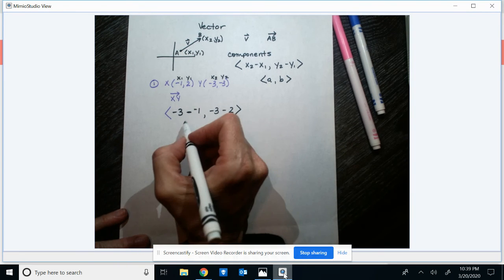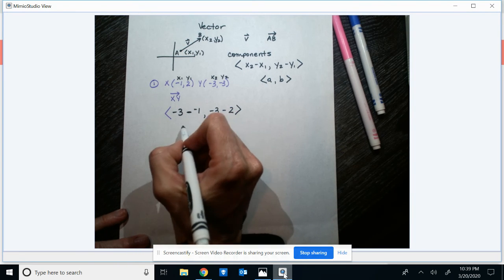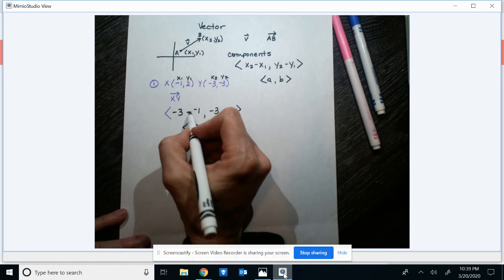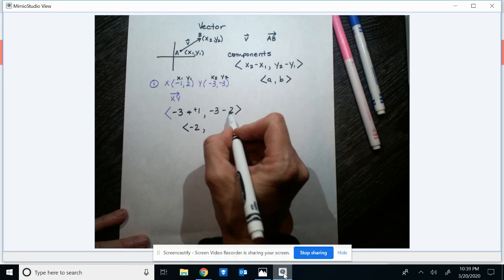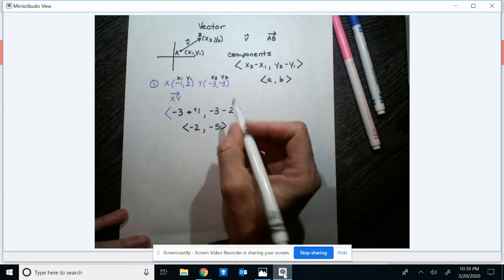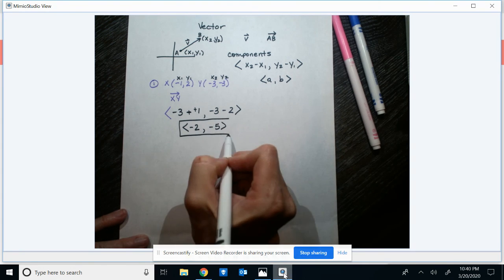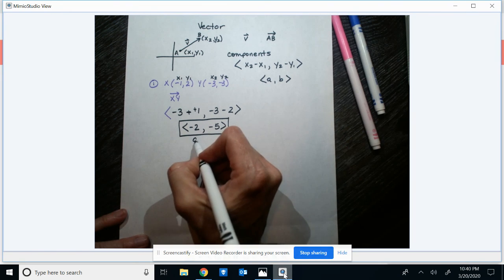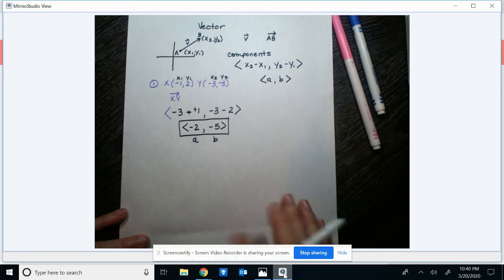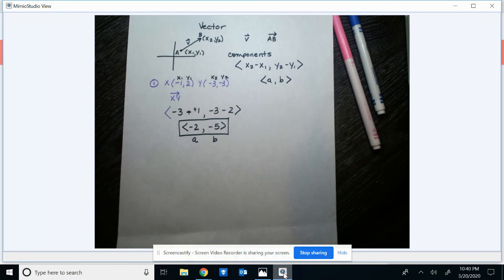Just simplify that. So this is going to make this a positive. So it's going to be a negative 2. So I end up making those positive. And then negative 3 minus 2 is negative 5. So the components of my vector is negative 2 comma negative 5. So my A value is the negative 2 and my B value is the negative 5. That's how you find the components of a vector.